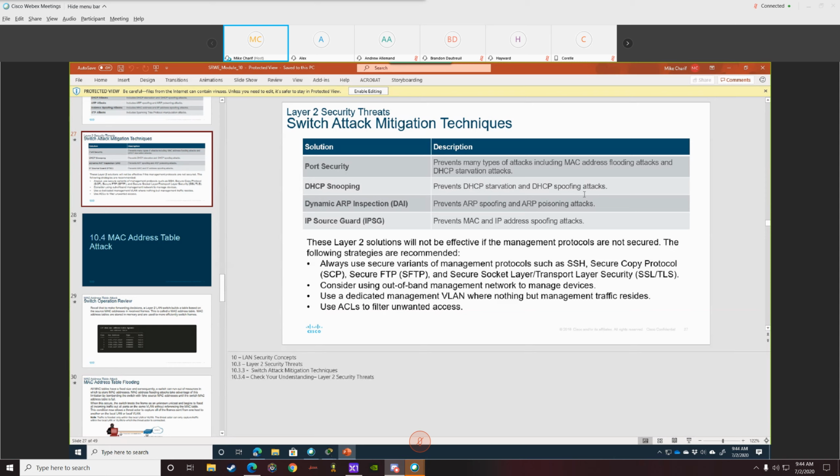So how do you do that? You go to the switch, I think, and you configure IP DHCP snooping. You configure the port that will be trusted to forward DHCP traffic.